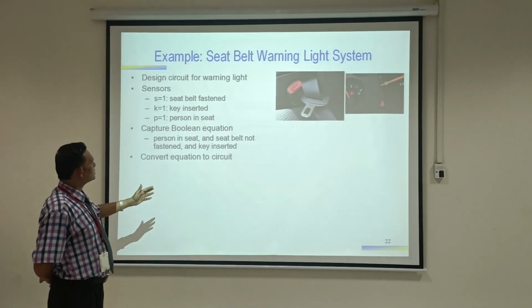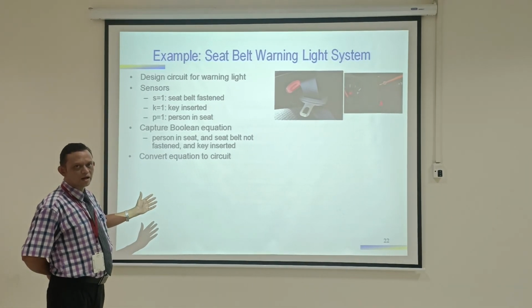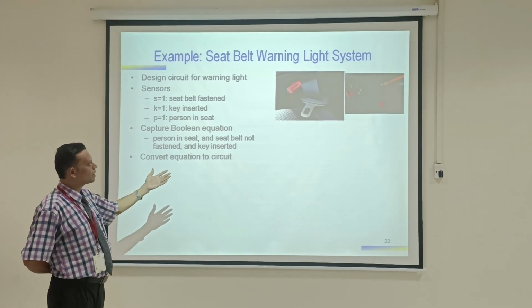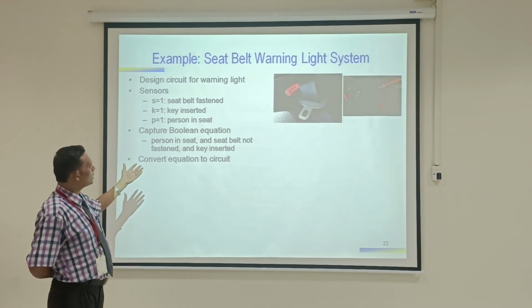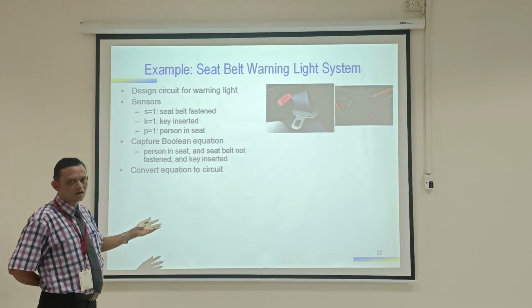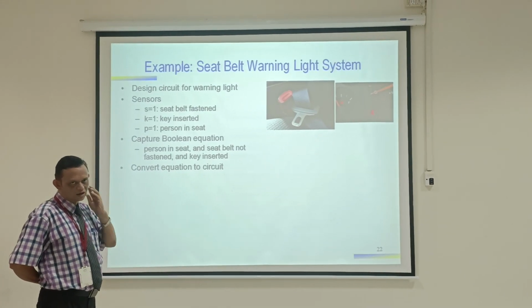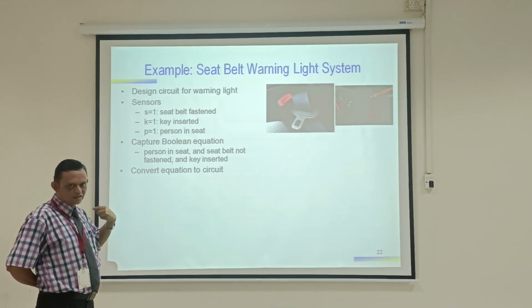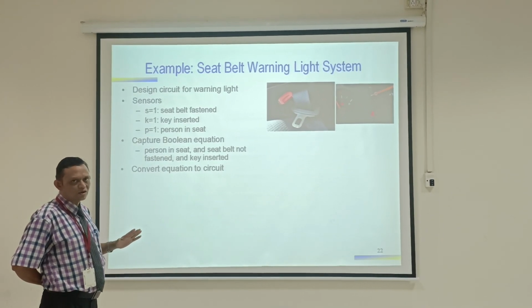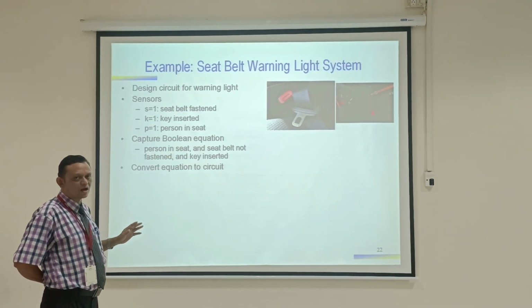Okay, this is a simple example of how to use AND gate, OR gate and NOT gate. You see, this is a practical real-time example. One person is entering the car, and he is about to drive the car. As per the norms, he should wear the seat belt. It is mandatory.